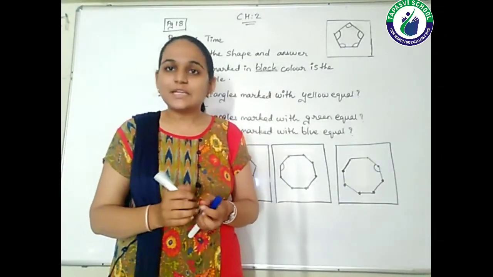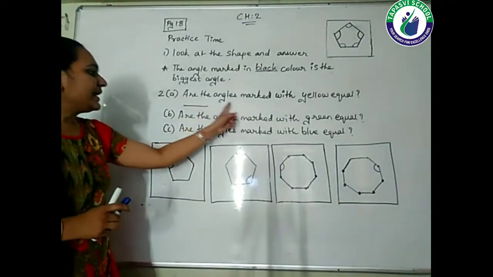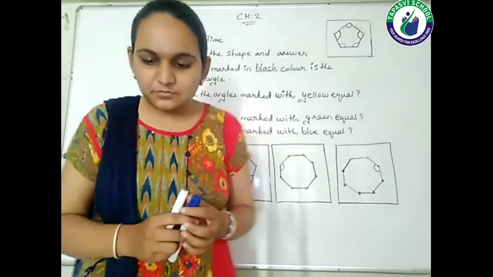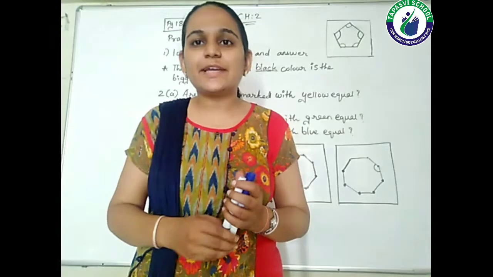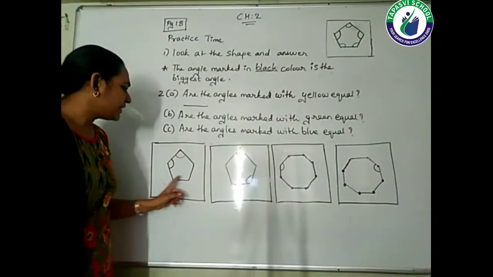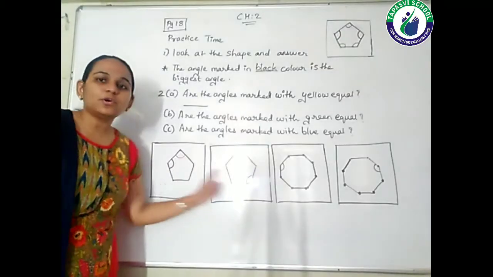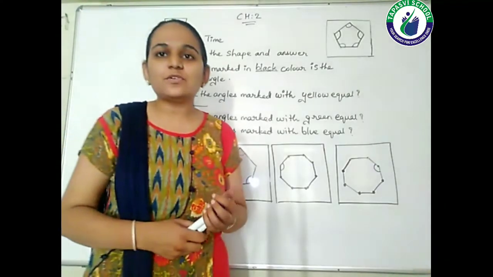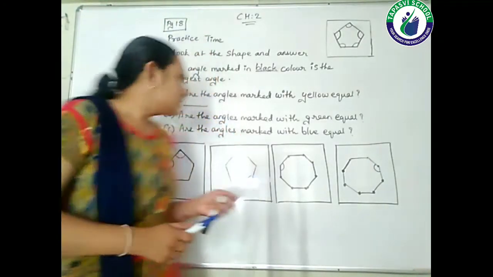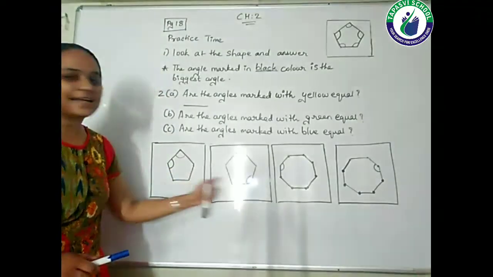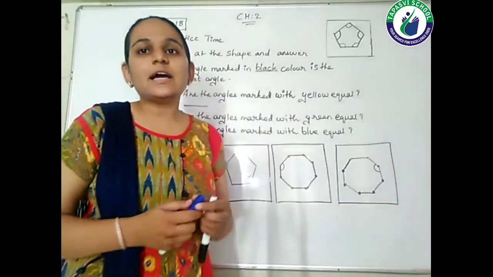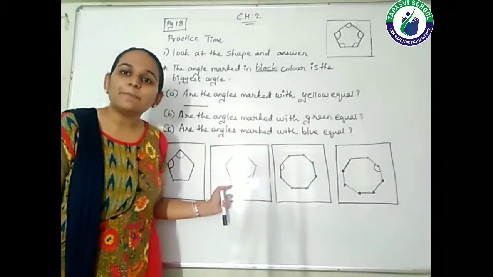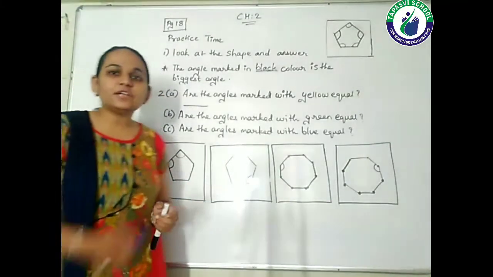Now, let's see the second question: are the angles marked with yellow equal? Students, if you look into the textbook, you can see that these are the yellow angles. Now, instead of yellow, I have used the black color. So you have to see this angle and this angle: are these angles equal? Yes, because they are the angles of this shape. This shape is called a five-sided figure, which is called the pentagon, right?